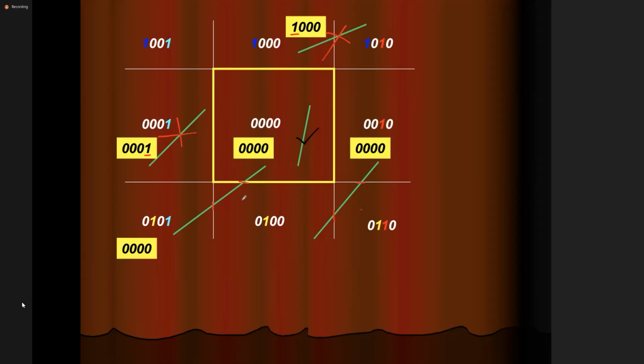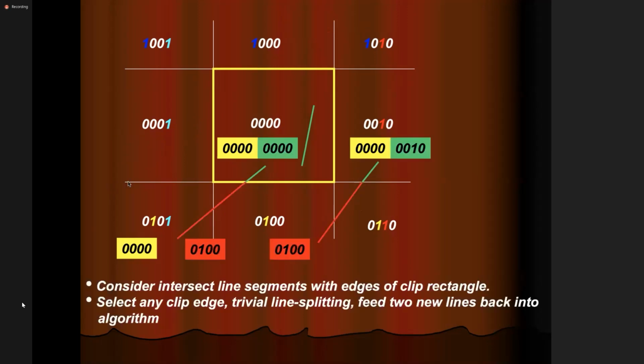So intersections will be taken. Those intersections, we mark them. And then for these intersections, we mark the outcodes again.